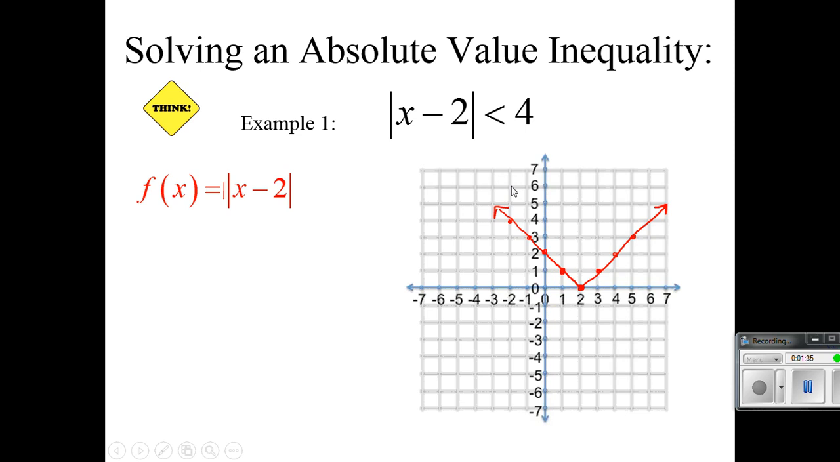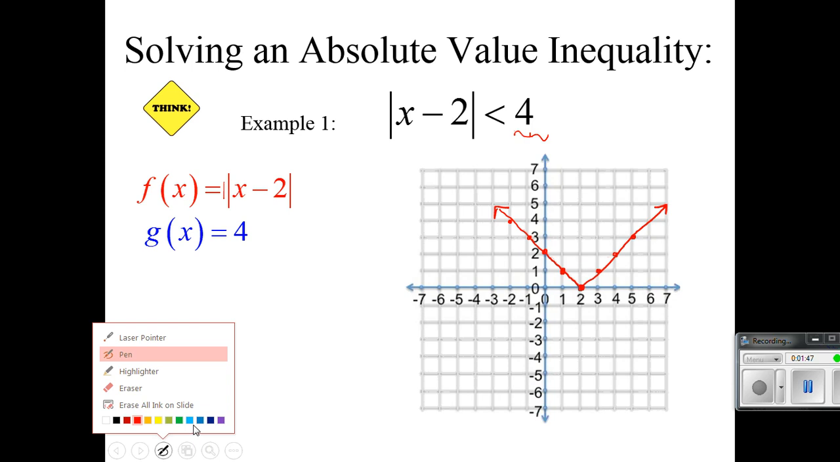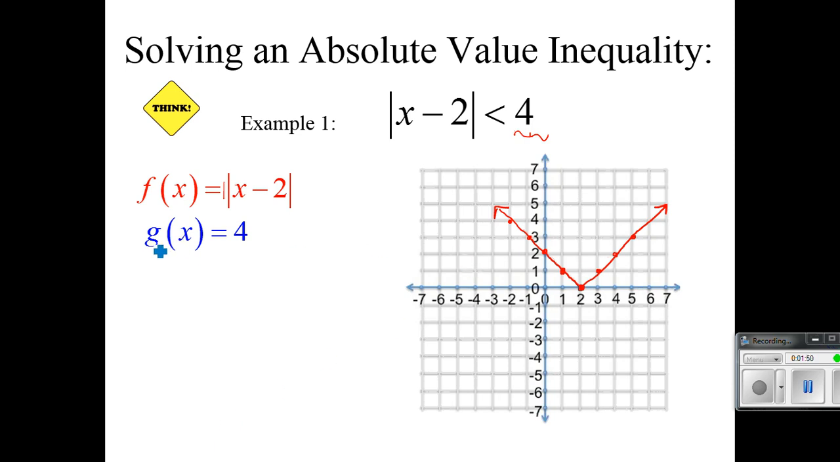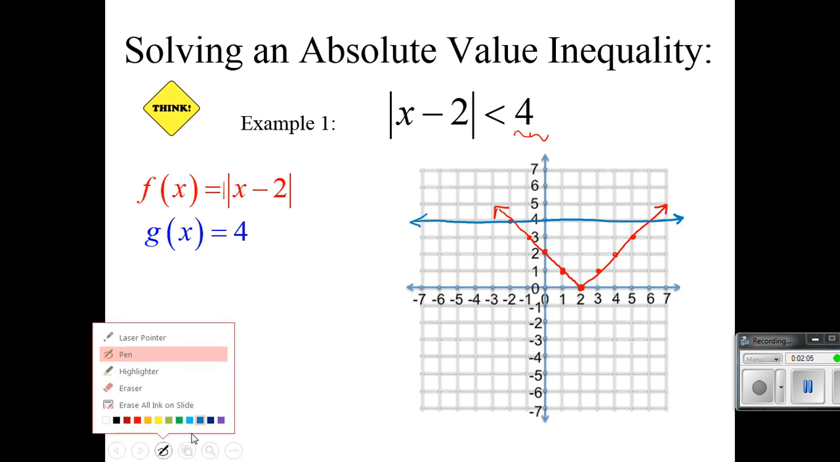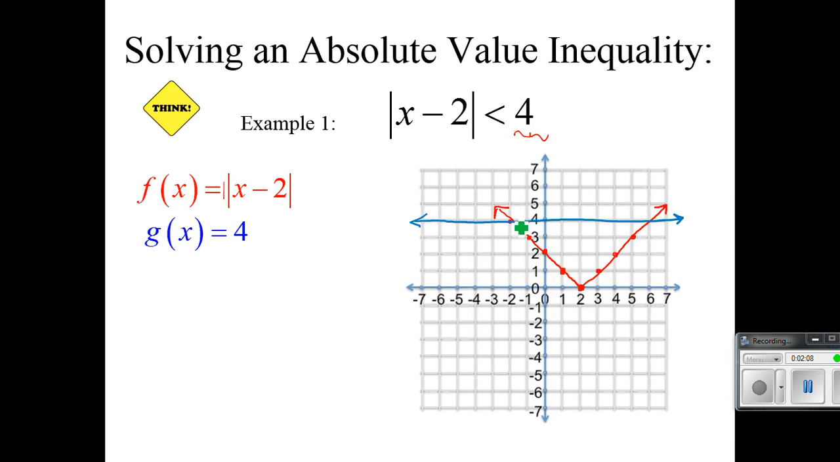And then remember, we graphed the other part of the equation, and this time it's going to be an inequality, but we're going to graph this part, which is the 4. So I'm going to get my blue color, and we're going to graph where we have g of x equal to 4. That's a horizontal line at 4. And remember, when we talked about where they were equal, we said they were equal here and here, and those numbers would have been -2 and 6.